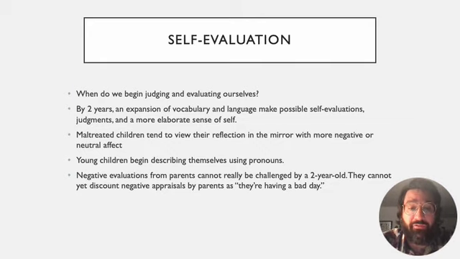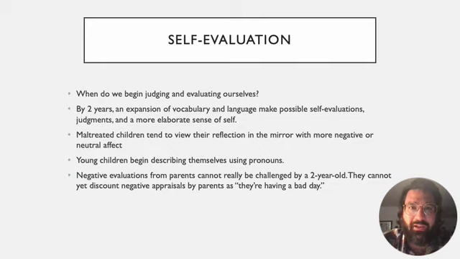Maltreated children tend to view their reflection in the mirror with more negative or neutral affect, which is an interesting observation. Young children begin describing themselves using pronouns at around this time. Negative evaluations from parents cannot really be challenged by a 2-year-old. They cannot yet discount negative appraisals by parents as just having a bad day. So this is why really negative, critical feedback from caregivers can be so harmful to a young 2-year-old.